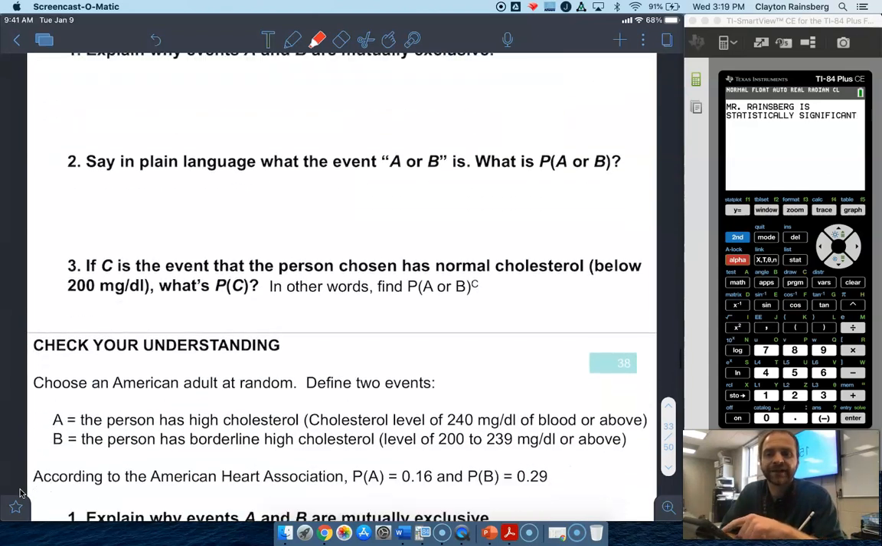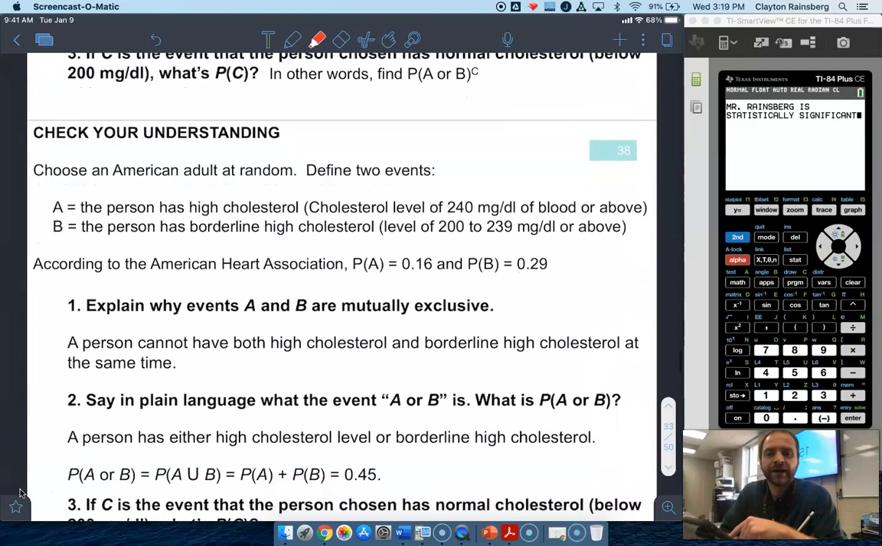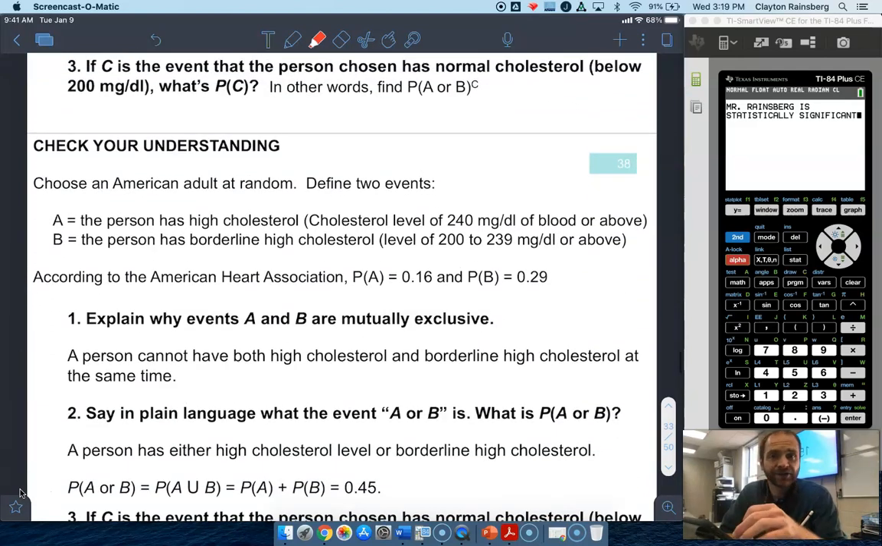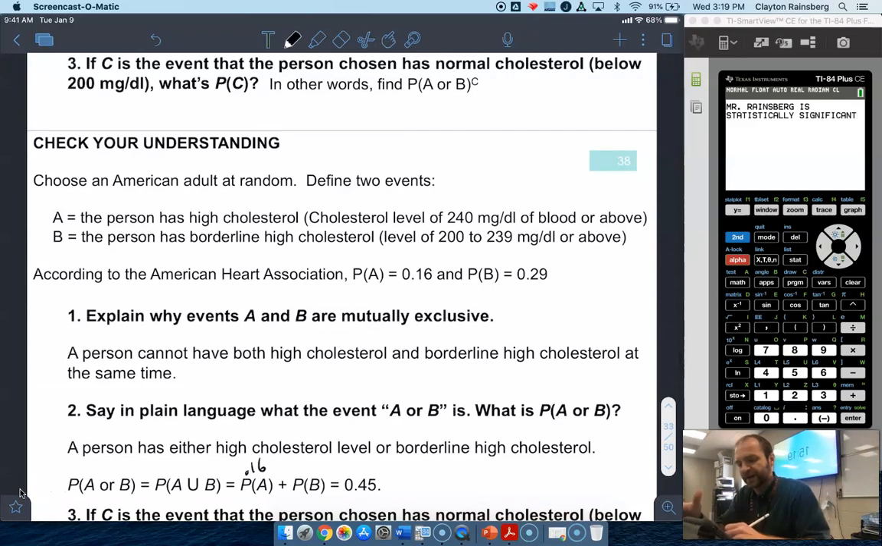So if I want to say it in plain language, I'm going to say a person has either high cholesterol or borderline high cholesterol. Since there's no overlapping, since they're mutually exclusive, I just add my two probabilities together, which were given to us. They were 0.16 and 0.29. If you add those together, you get your 0.45. And I can do that and not worry about the overlapping because of this right here. I knew they're mutually exclusive.